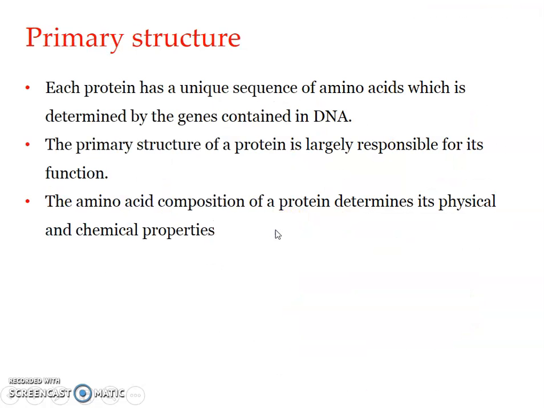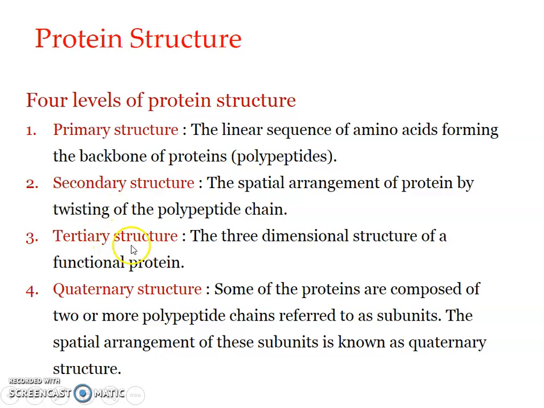Now, you will be learning it in detail later, but the tertiary structure is a three-dimensional structure of a functional protein. Most proteins are functional when they attain the tertiary structure. During denaturation, the proteins lose their tertiary or quaternary structure, and hence the function is also lost. So the function is obviously associated with the structure they attain.